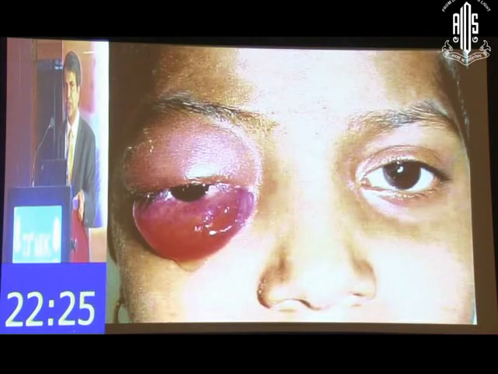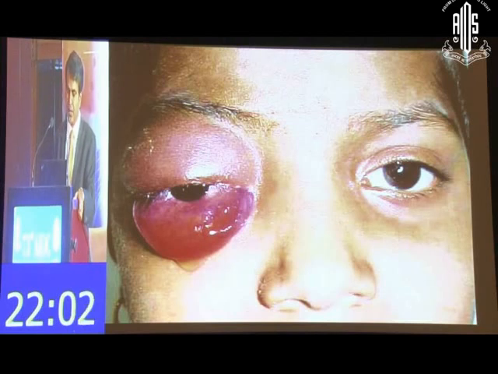We have a child here who looks like orbital cellulitis, right? Upfront you would diagnose this as orbital cellulitis. But chemosis in orbital cellulitis has to be passive chemosis. It won't be fiery red, fleshy chemosis like this. Chemosis in orbital cellulitis can be pitting. You apply a cotton tip applicator and press it for a few seconds and you'll find a pitting there, and that will resolve over time. But this is solid chemosis.